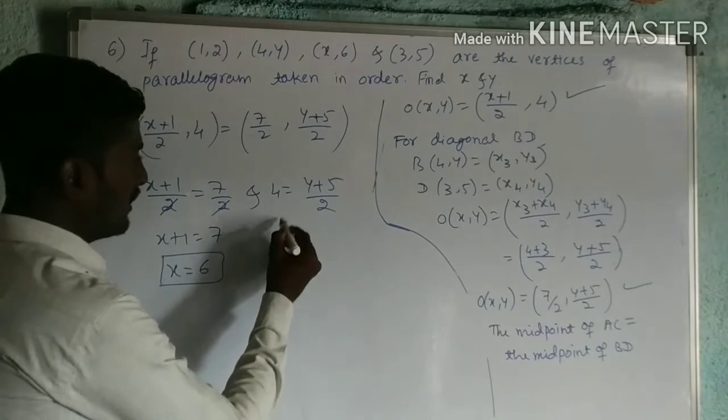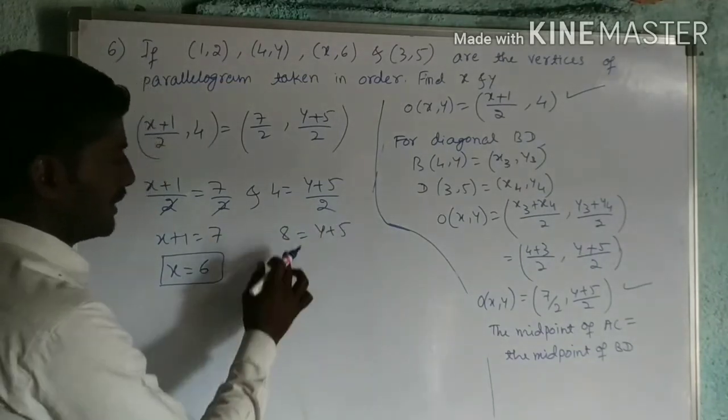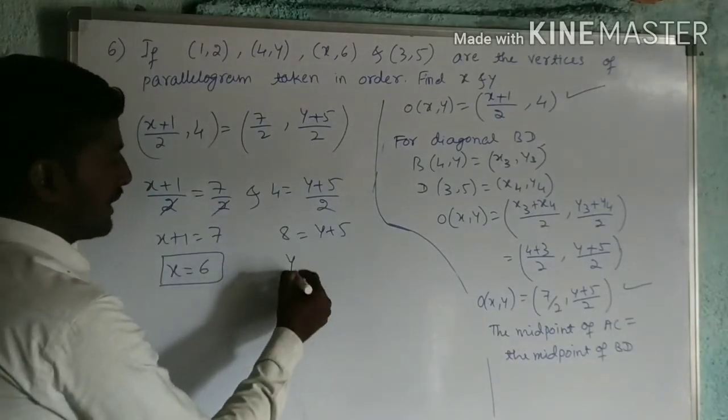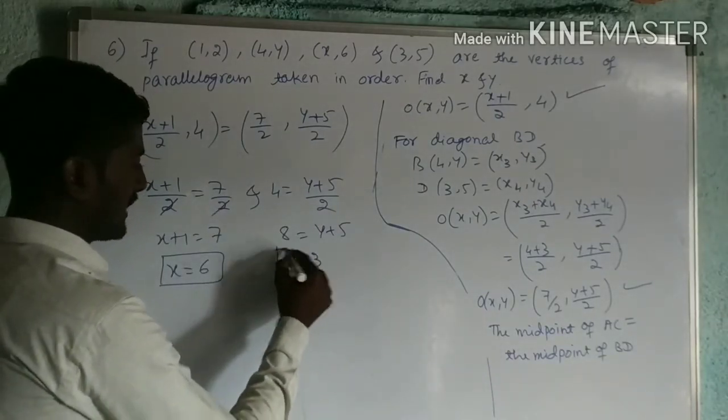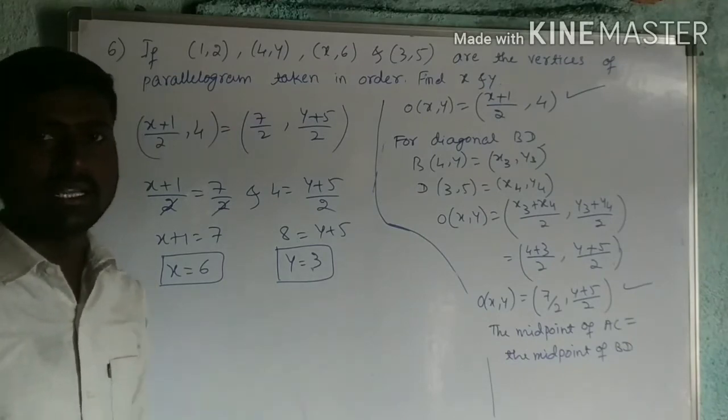Now 8 is equal to y plus 5. So y is equal to 8 minus 5. Y equal to how much? 3. So x equal to 6 and y equal to 3. Okay, these are the values of x and y.